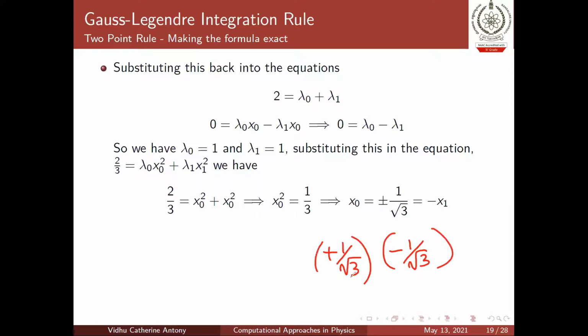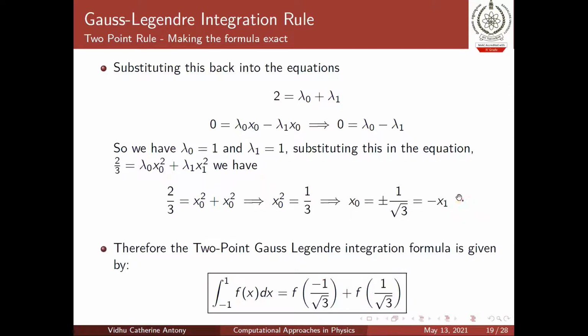What you need to find is lambda 0, lambda 1, x0, and x1. Once you substitute this and calculate it, you get lambda naught and lambda 1 as 1, and you will try to write down the equation. So now what did you get? Initially you had lambda naught f of x naught plus lambda 1 f of x1. You substitute your x1 here, you substitute your x0 here, you have your lambda 0 and lambda 1, which are 1. Lambda naught equal to lambda 1 equal to 1.